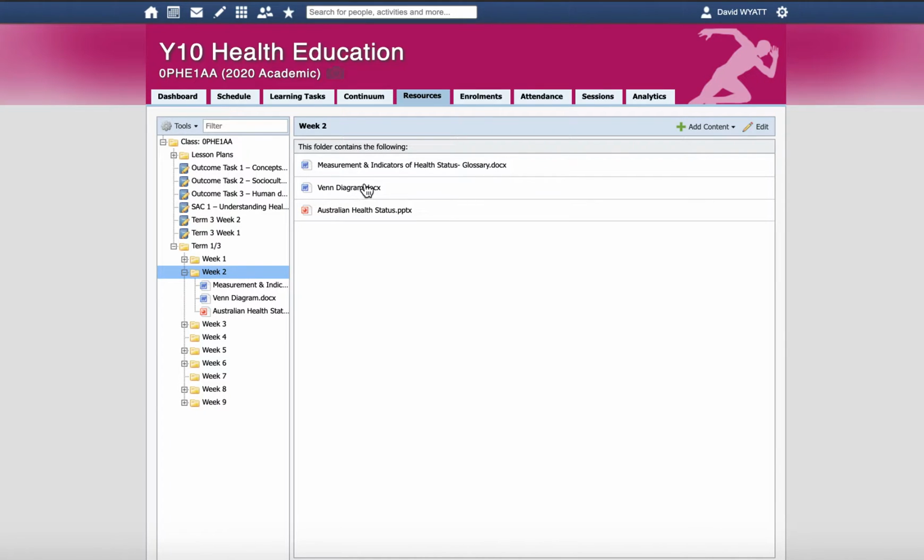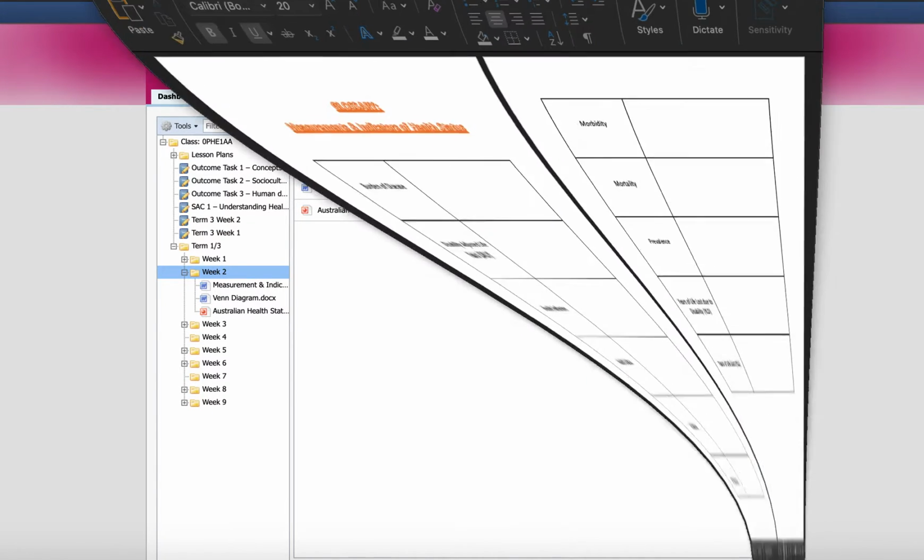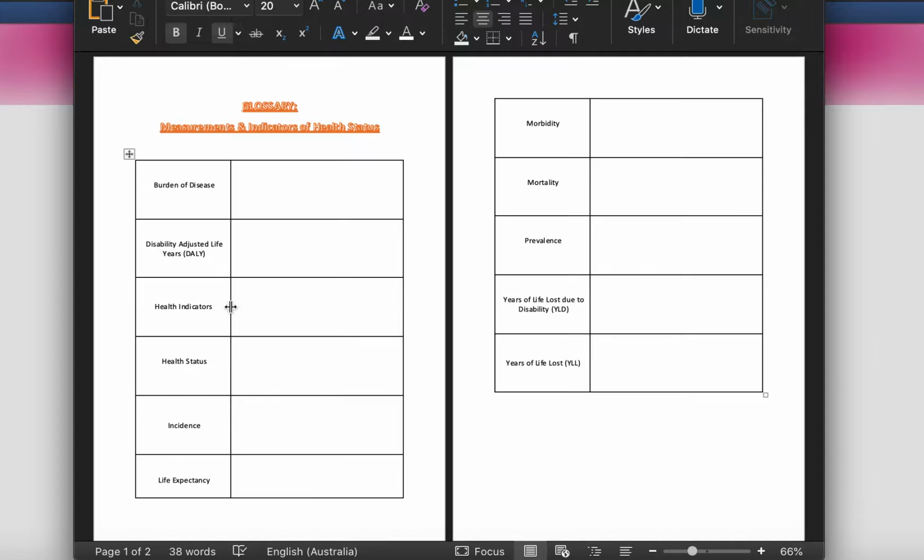You will need the Venn diagram. That is the task that you are uploading today into Term 3, Week 2, and you'll continue on with your glossary. Just a reminder, we're going through a few things today. You should have been able to fill in health indicators and health status. Incidence will come up today. Life expectancy we've done. Morbidity will come up today. Prevalence will come up today, and years of life lost will come up today. So there'll only be one or two of these left. You should nearly be finished your glossary today.